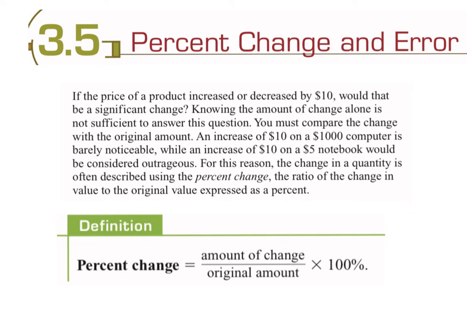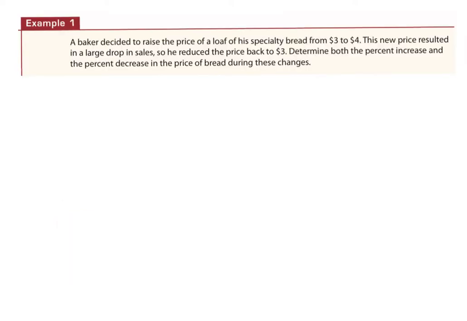So let's look at the example. Example 1, middle of page 117. A baker decides to raise the price of a loaf of his specialty bread from $3 to $4. The new price resulted in a large drop in sales, so he reduced it back to $3. Determine both the percent increase and the percent decrease in the price of bread during these changes. All right? So the first thing they want here is the percent increase.